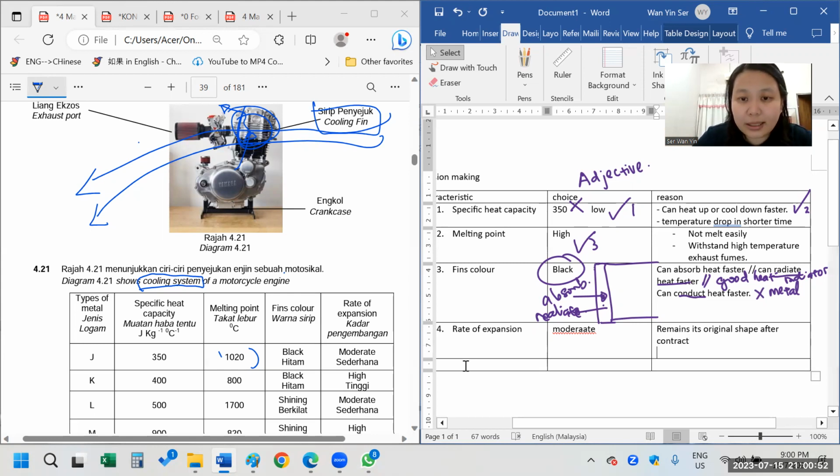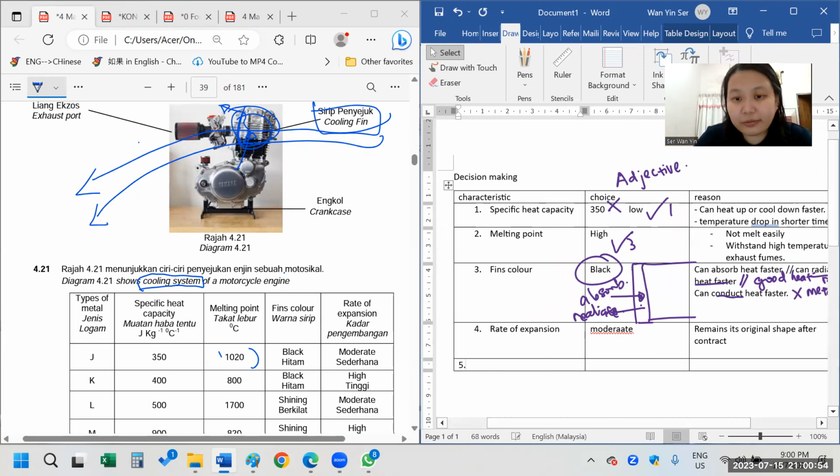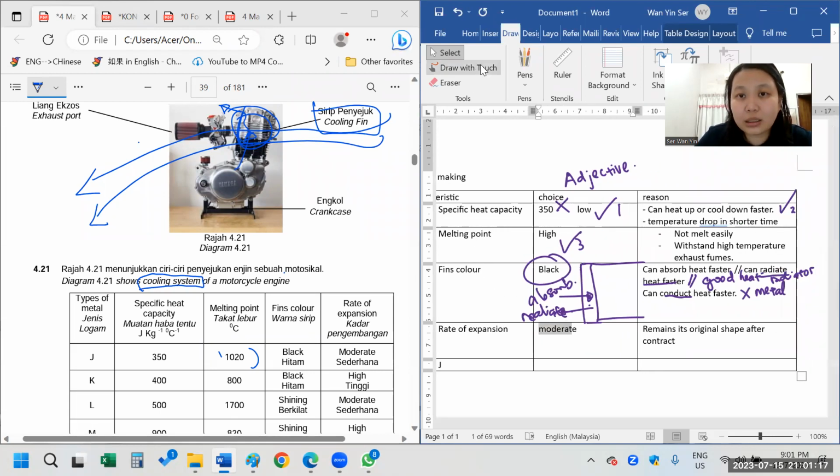So I encourage you to write 1, 2, 3, 4, 5, and number 5 will be your choice. So your choice will be J. And then here you just repeat that because it has low specific capacity, high melting point, black fin color, moderate rate of expansion. So this is how we check.